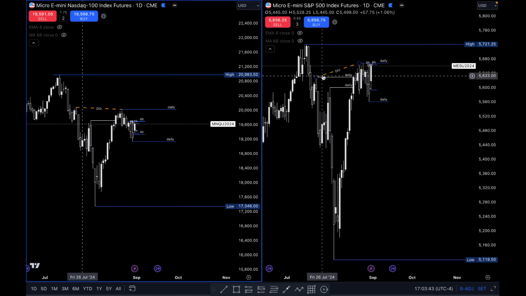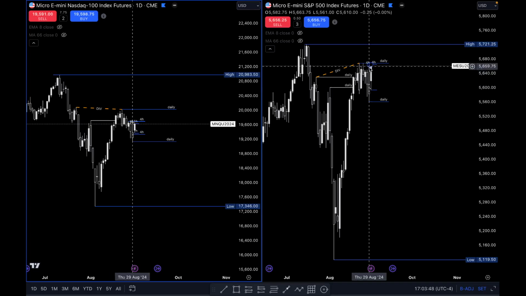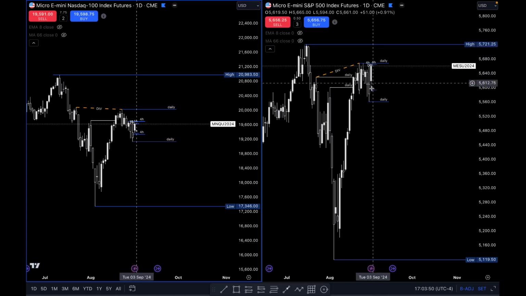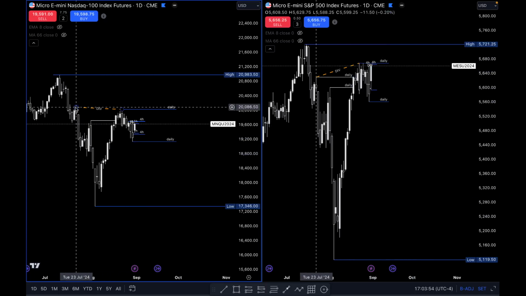But then on ES, we have this high that was taken already, and price is now consolidating, determining whether or not it wants to break above or stay below and continue downwards. On NQ, we haven't done that yet.